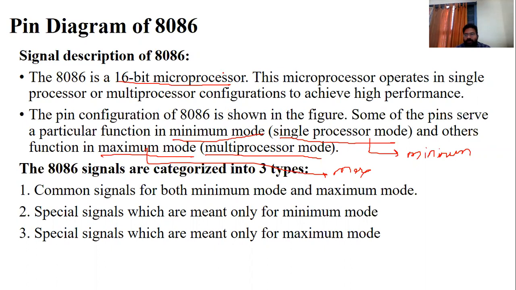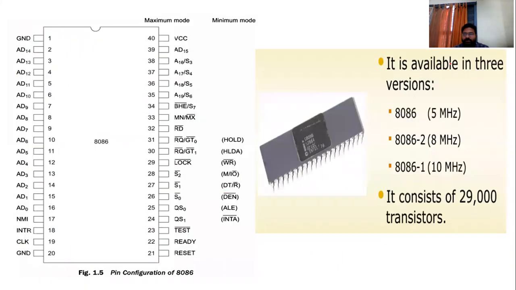So out of those 40 pins, for simplicity, they are divided into three different categories: the common signals that are used for both the minimum and maximum modes, the signals used only in minimum mode, and the signals used only in maximum mode. Now see this. This is the basic structure of the pin diagram of the 8086 microprocessor. It operates in the maximum mode as well as the minimum mode.